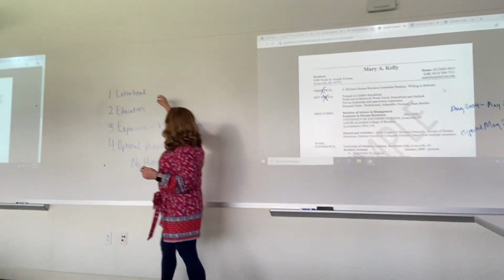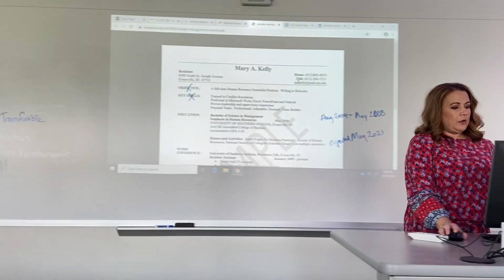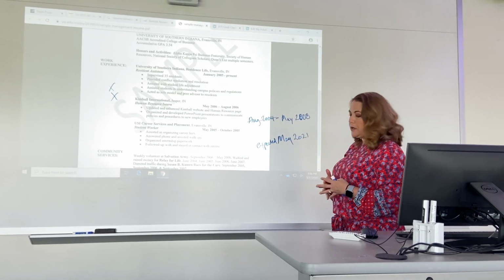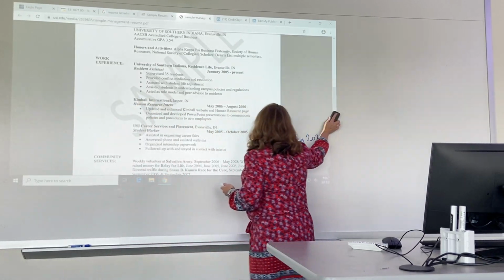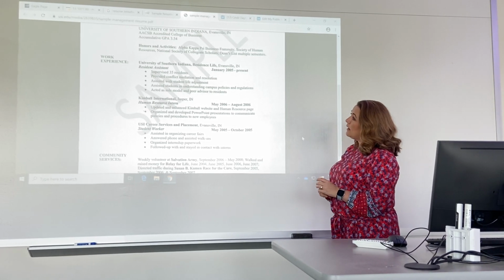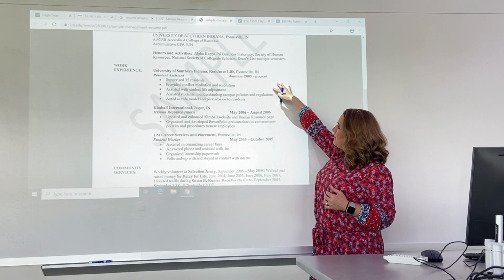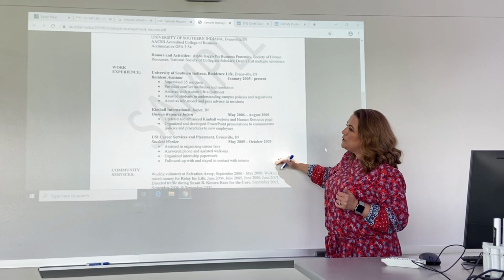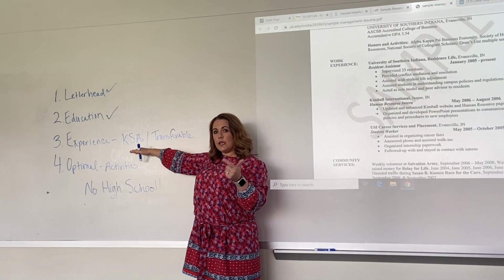So letterhead, check. Education. Now we're going to look at experience. This is probably where students ask me the most questions, is on experience. So what we want to do is, it's always chronological from the most recent, working our way back. All right? So we're going to put the month and the year. Current job goes first, or most recent. Work your way back. And what we want to do is add KSAs, knowledge, skills, and abilities.